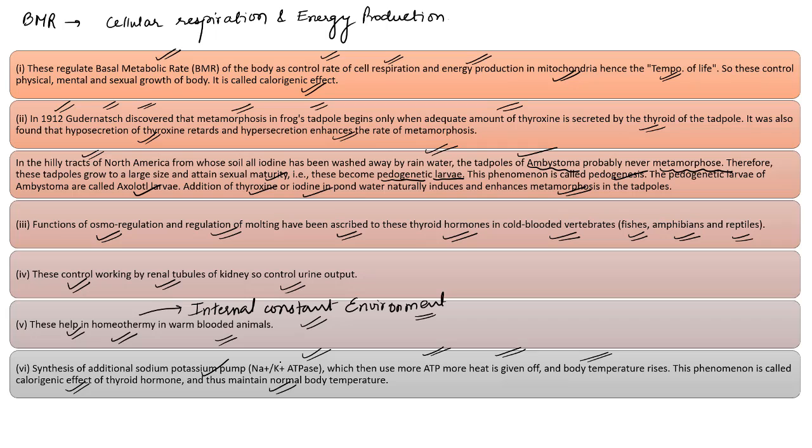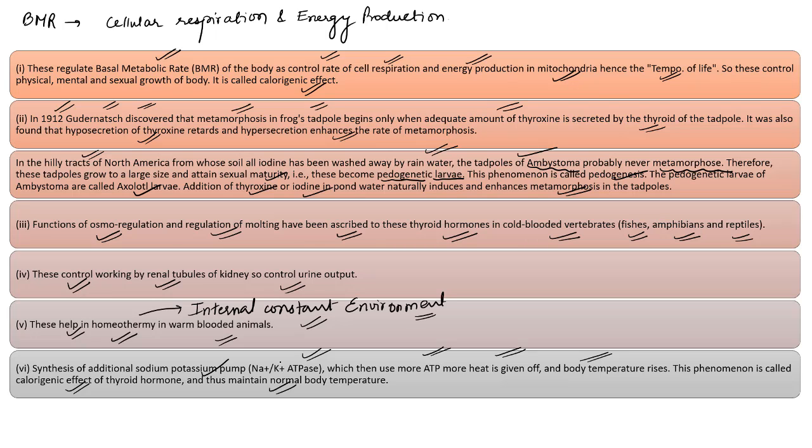Synthesis of additional sodium potassium pump helps to maintain the muscular activity, the activity of nerves and of the nervous system, and ultimately the secretion of neurotransmitters that control the neuromuscular junctions. It means it helps to maintain the physical activity of the body.